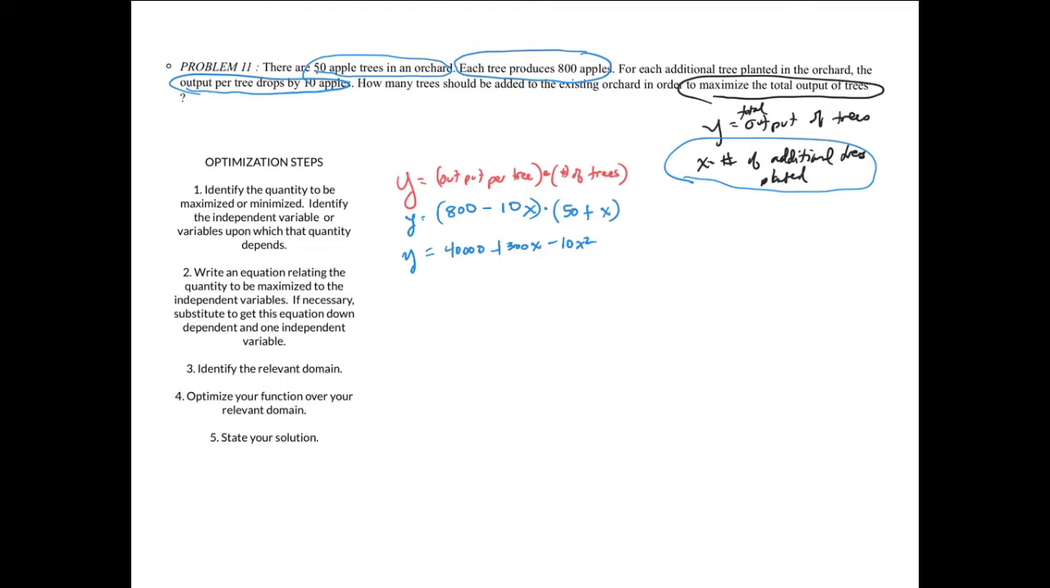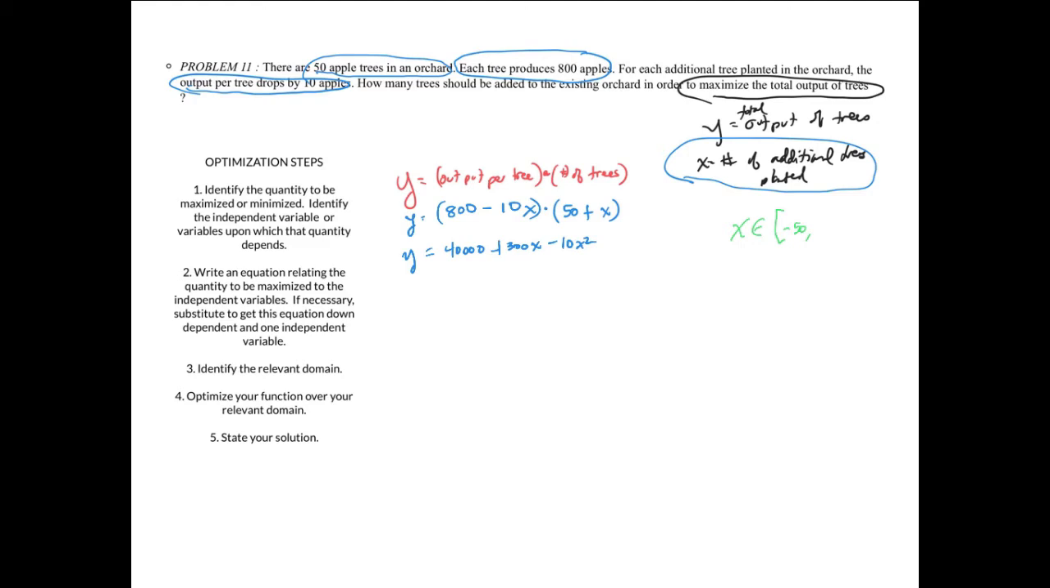And if I want to get the relevant domain, keep in mind again, it's physically possible to have negative trees added. That means you're removing trees. But you can't have negative trees overall. So since my number of trees is 50 plus x, the smallest my x can be is negative 50. That would imply that I had removed all of the trees. Now, do I want that? No. But is it possible? Yes.